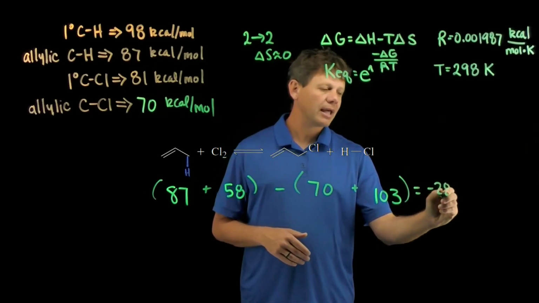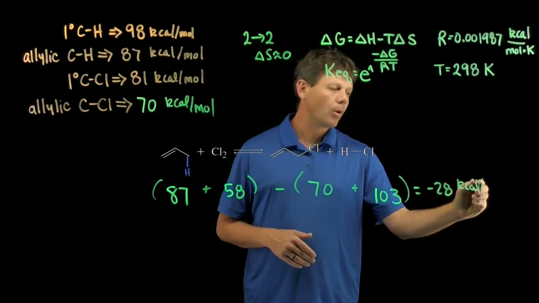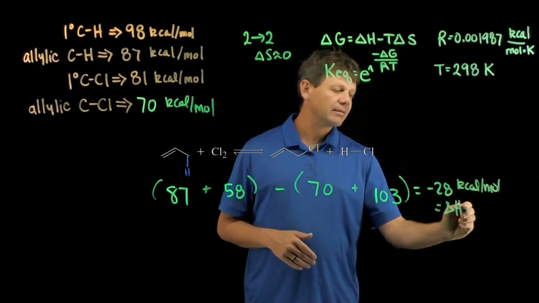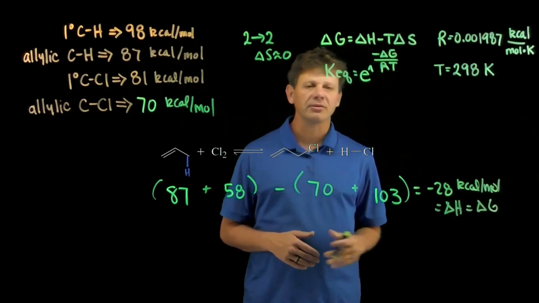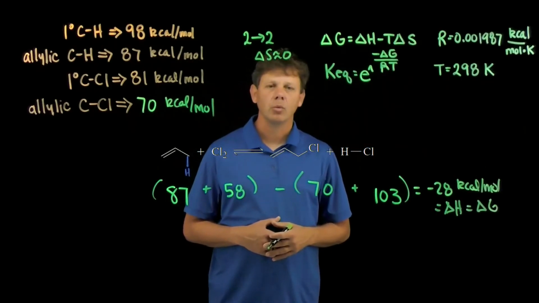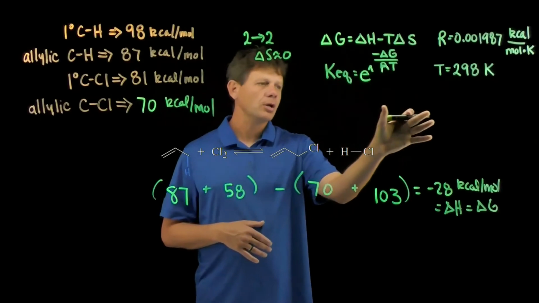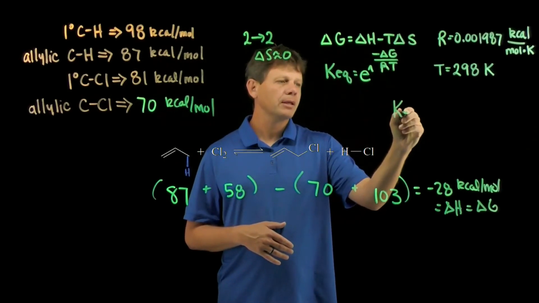Now keep in mind that negative 28 kilocalories per mole is equal to both delta H and delta G, because entropy, delta S, was 0. This allows us then to plug into this equation, which we'll do in this space here.